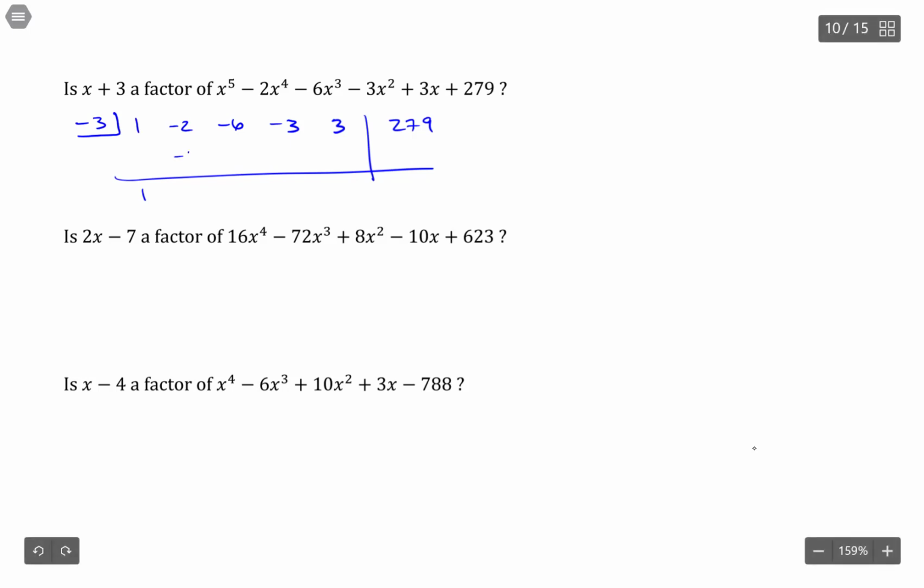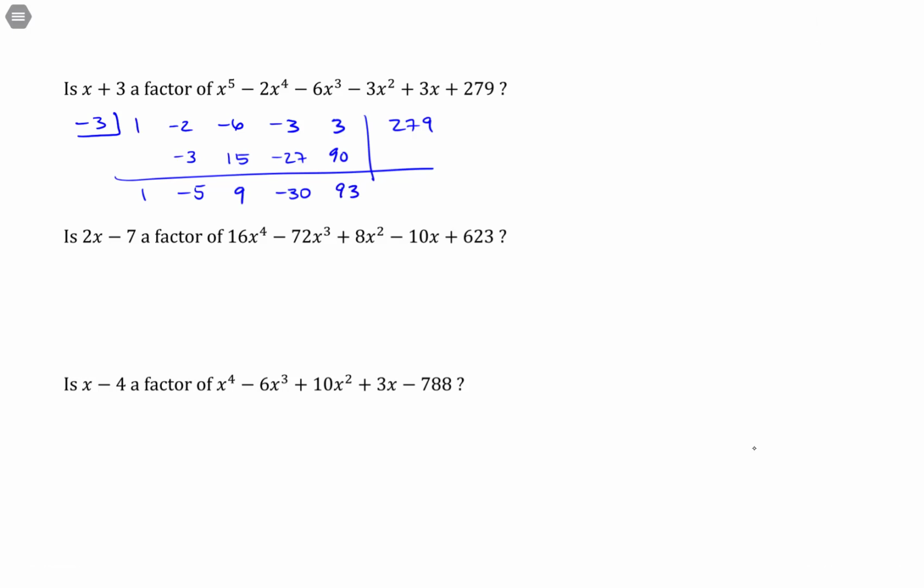1 times negative 3 is negative 3. These add up to negative 5. Negative 5 times negative 3 is 15. These add up to 9. 9 times negative 3 is negative 27. Those add up to negative 30. Negative 30 times negative 3 is 90. 90 plus 3 is 93. And negative 3 times 93 would be negative 279. So these add up to 0. And since my remainder is 0, it is a factor.